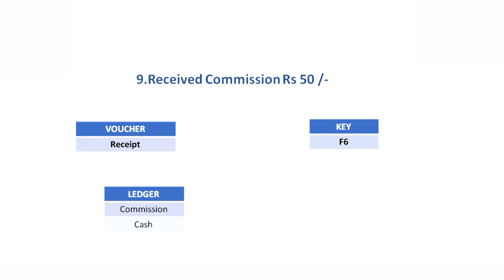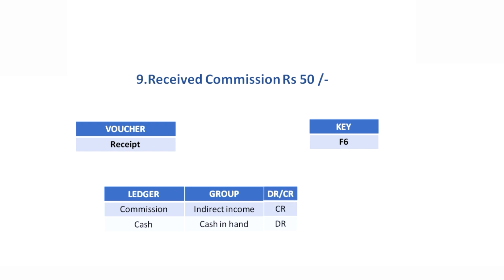Received commission of rupees 50. So the voucher will be receipt because we are receiving. So we use receipt voucher. So what is the shortcut key? The shortcut key will be F6. The ledger we required commission and cash to pass this transaction. So we'll create a ledger name called commission, which is an income for a company. So we group it under indirect income and we credit commission account and debit cash with a value of 50 rupees.